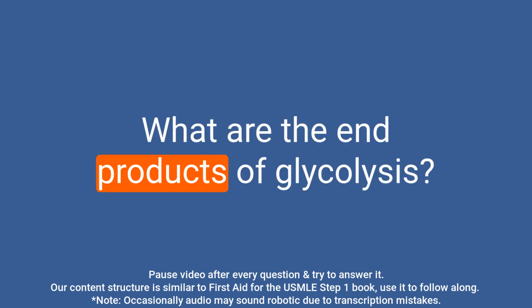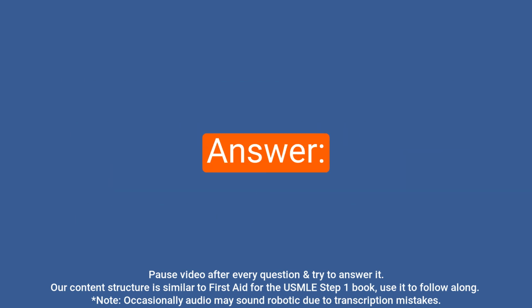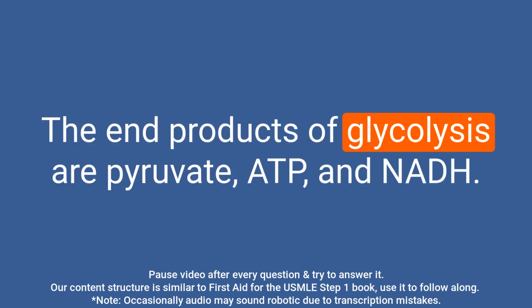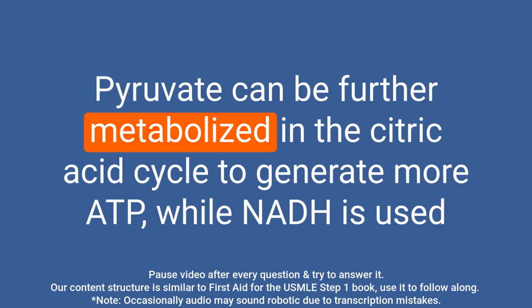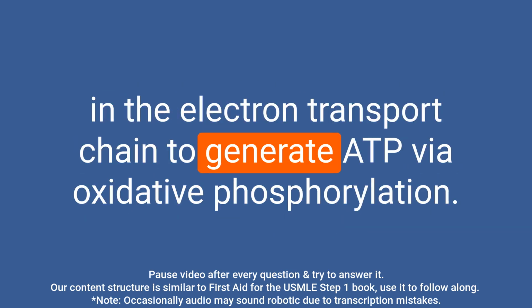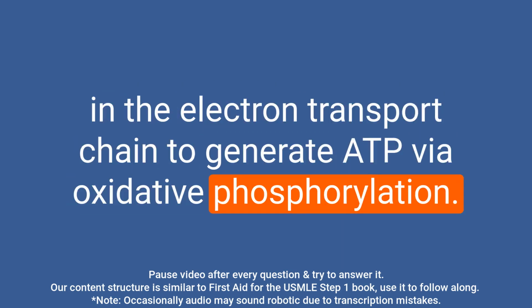Question: what are the end products of glycolysis? Answer: the end products of glycolysis are pyruvate, ATP, and NADH. Pyruvate can be further metabolized in the citric acid cycle to generate more ATP, while NADH is used in the electron transport chain to generate ATP via oxidative phosphorylation.